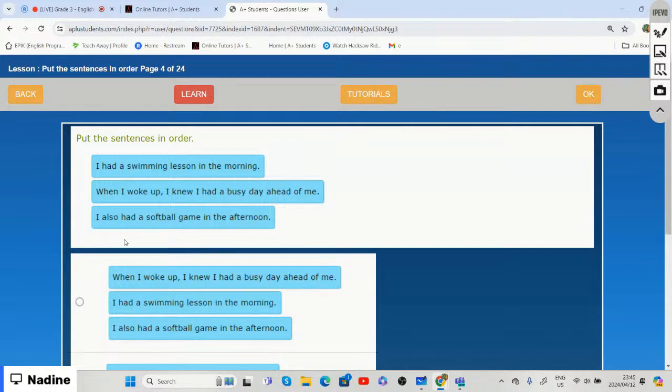One more time, order words. It says put the sentences in order. It says I had a swimming lesson in the morning. When I woke up, I knew I had a busy day ahead of me. I also had a softball game in the afternoon.